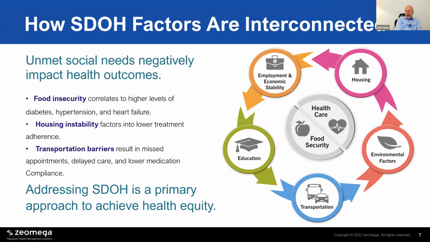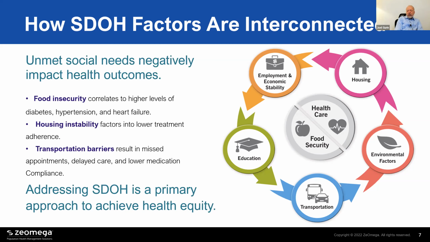In the same way that employment and economic stability affect housing choices, housing costs also affect economic status, and the location of housing affects your access to food. If you live in a food desert, that's obviously going to be a problem. It affects your access to transportation, and transportation in turn affects various employment options. So it's all incredibly interrelated.